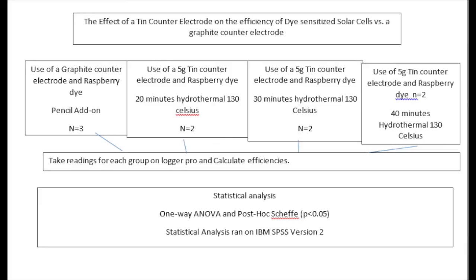The next group will use 5 grams of a tin counterelectrode and raspberry dye. The tin counterelectrode will be added on to the FTO glass by hydrothermal means for 30 minutes at 130 degrees Celsius. 2 dye-sensitized solar cells will be made for this experiment. The final group will use 5 grams of a tin counterelectrode and raspberry dye. The tin counterelectrode will be added on to the FTO glass by hydrothermal means for 40 minutes at 130 degrees Celsius. All of this will be done on a hot plate.